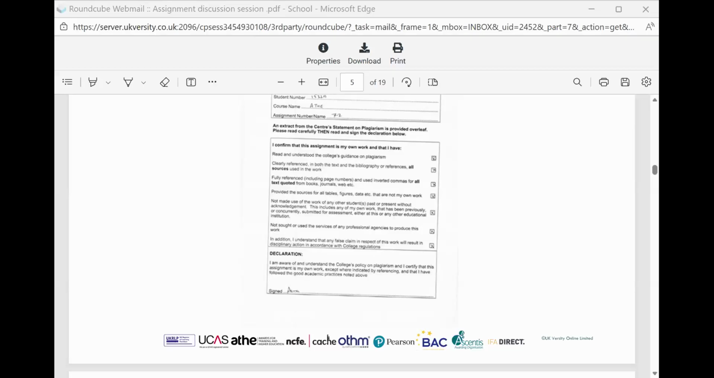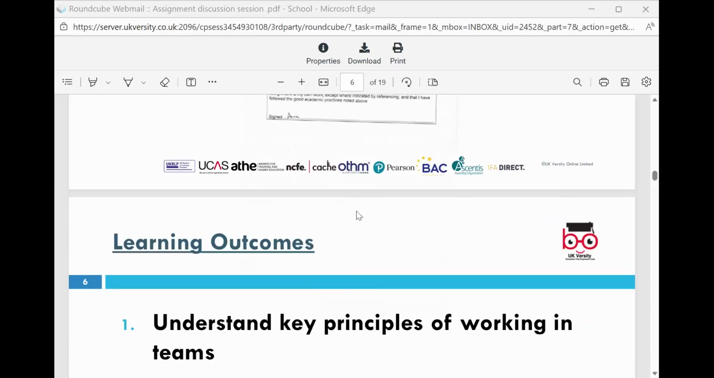If there's a failure to comply with this, if there's misuse of AI or you've bought your assignment, there are investigation processes that will need to be gone through. But that can be discussed later on. So this declaration is really important.